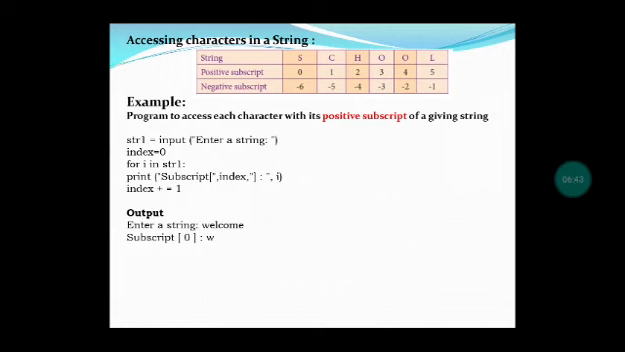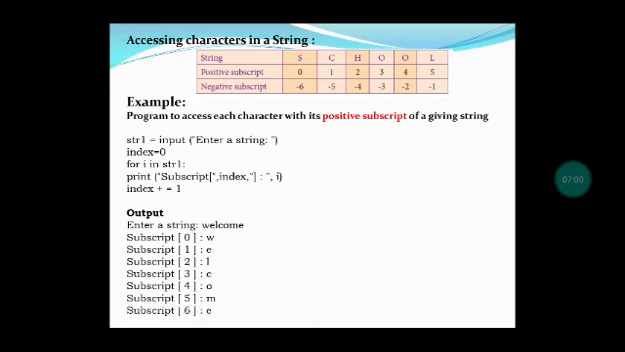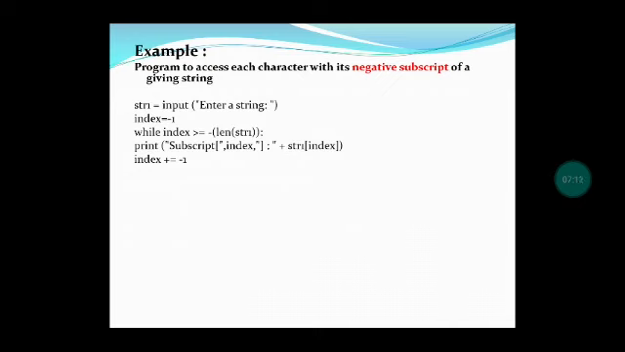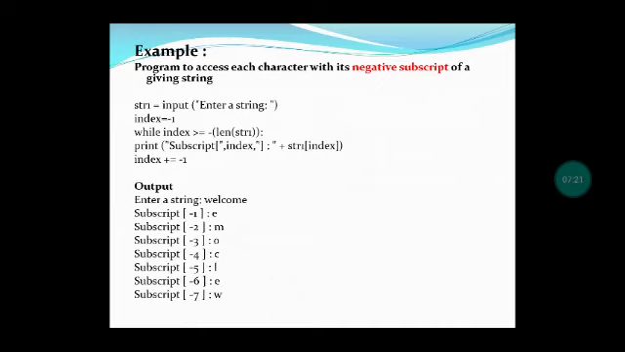W. Next, the loop will be repeated because the index value is incremented. So 0 plus 1 becomes 1. So subscript of 1, E will be there. Same like that, 2, L. Subscript of 3, C. Subscript of 4, O. Subscript of 5, M. And subscript of 6, E. So this is the positive subscript. The first letter it takes as 0 and it goes on. Next, let us see the negative subscript example. The same example we are using, but we are taking the negative subscript. Same like that, we are giving the Welcome string.